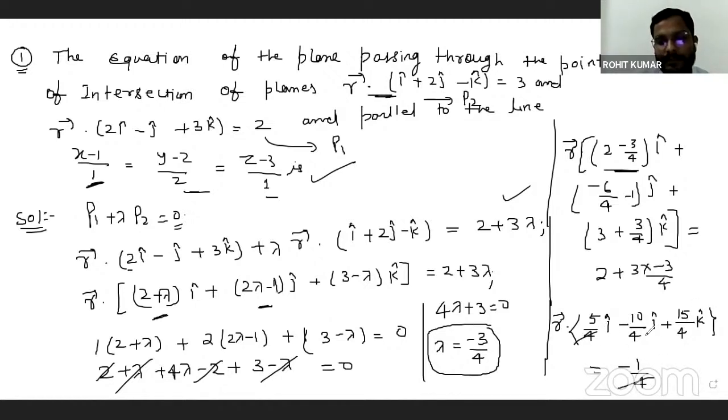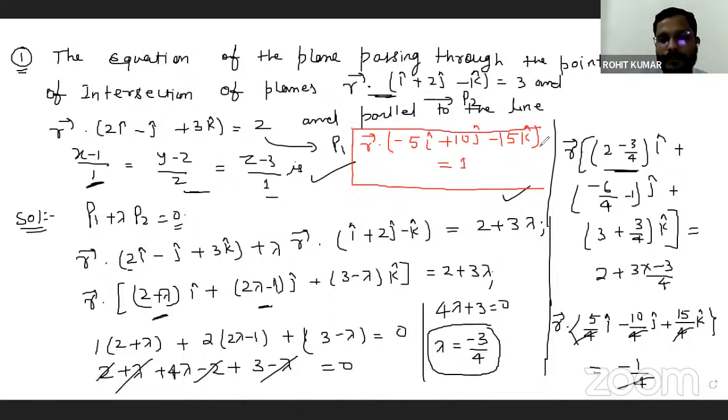Let's cancel the 4 from the denominator of all this. Then we can take minus common, because whenever we write the equation of a plane, we try to keep the constant value positive. Let me write the answer here so it will be clear for you. It will become r dot (-5i + 10j - 15k) = 1. That is the answer. I hope this is clear to all of you.